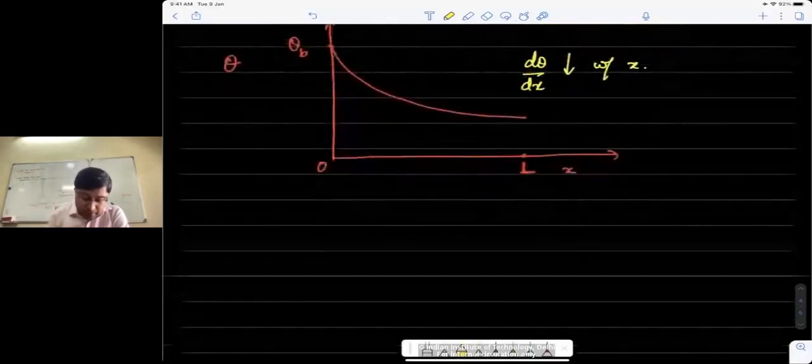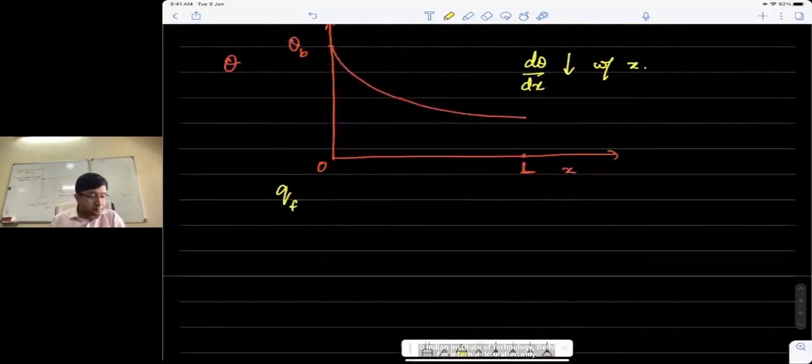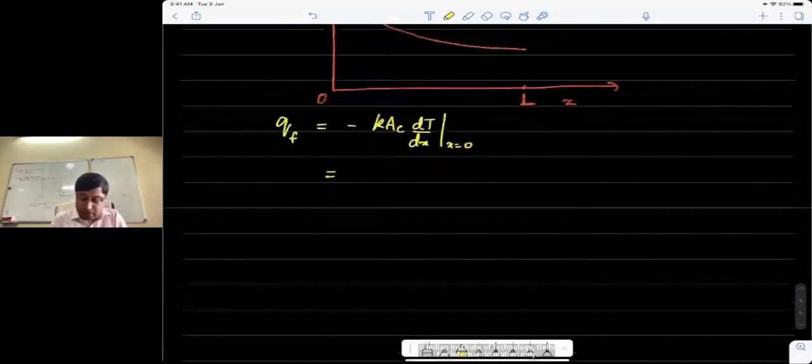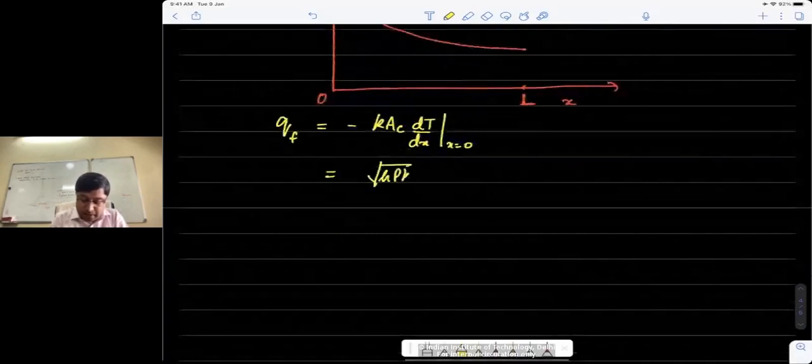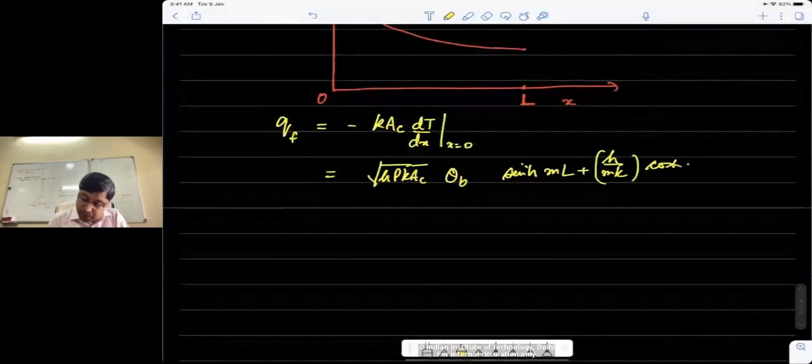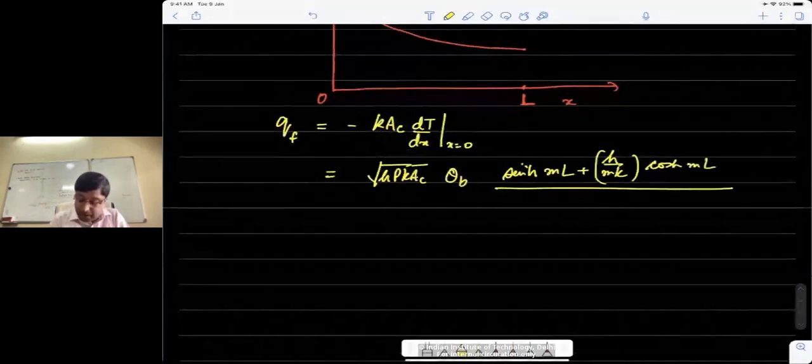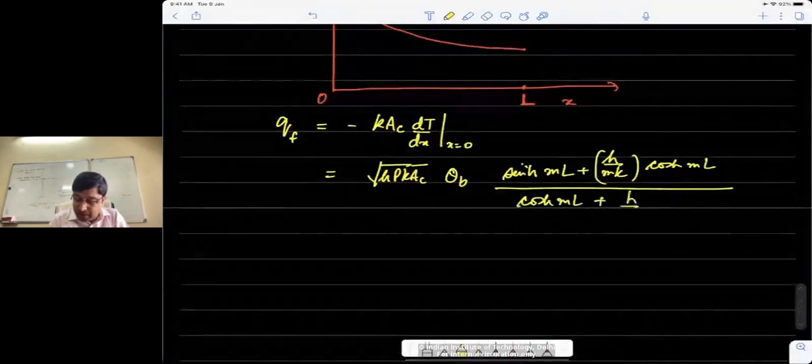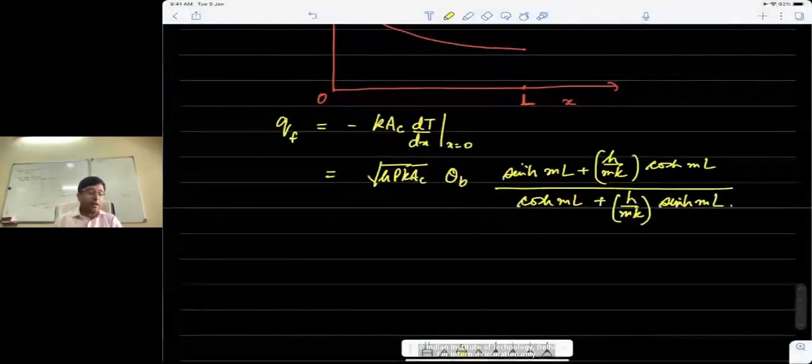Now, similar to the earlier cases, we can also write the total heat transfer from the fin. So this would be again minus k AC dT/dx at x equal to 0. You can take a derivative and substitute those values, and you should get this to be square root of h P k A_C times theta b times (sinh mL plus h by mk cosh mL) divided by (cosh mL plus h by mk sinh mL).